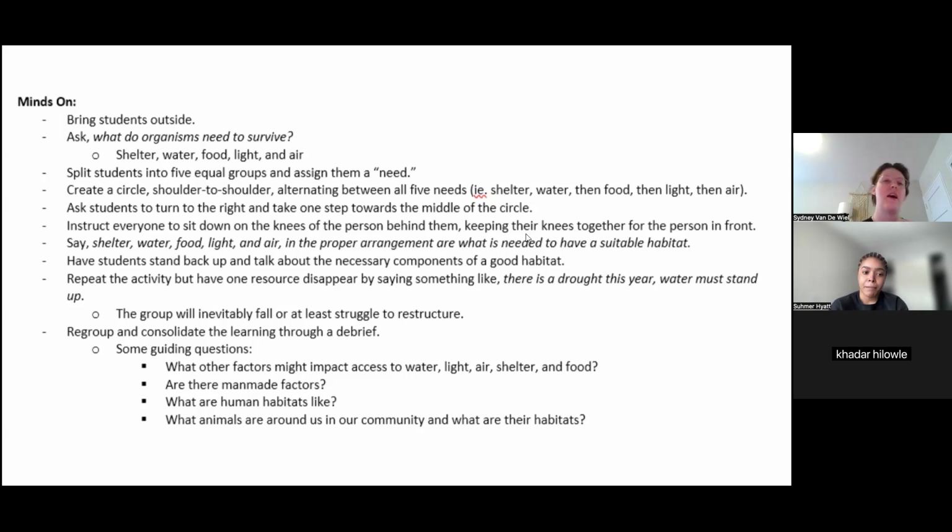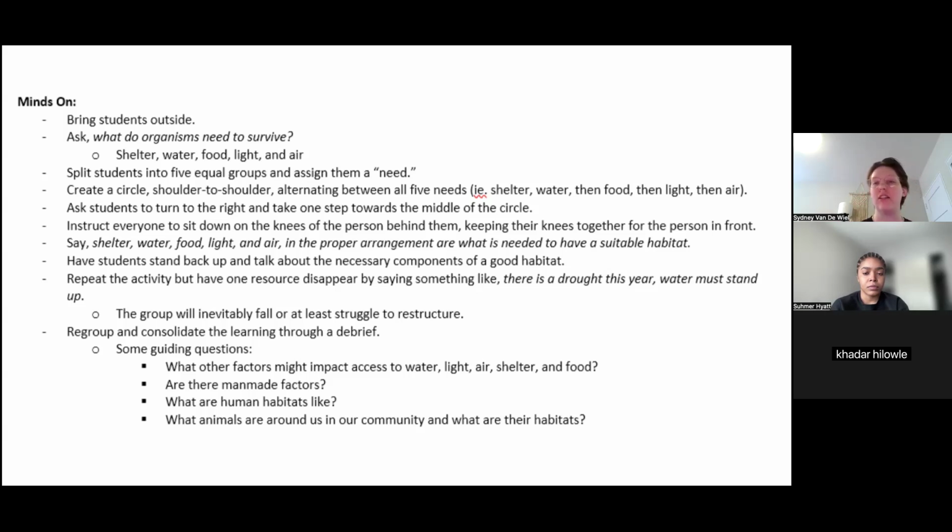Then we'll stand up, have students talk about the necessary components of a good habitat, and then you can repeat the activity, but have one resource disappear by saying something like, there's a drought this year, water needs to stand up, and the group is inevitably going to stumble or at least struggle to restructure themselves. And then you regroup and consolidate the learning through debrief. So right here, we're looking at what are the things that we need to make a good habitat.